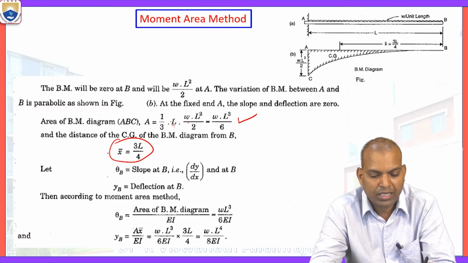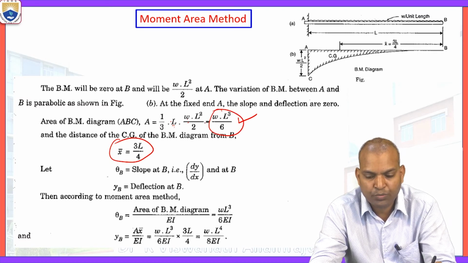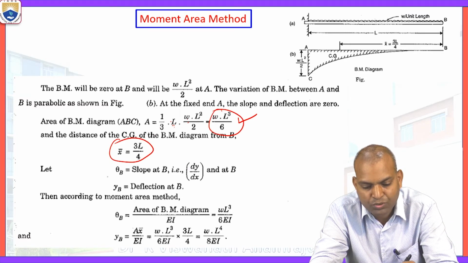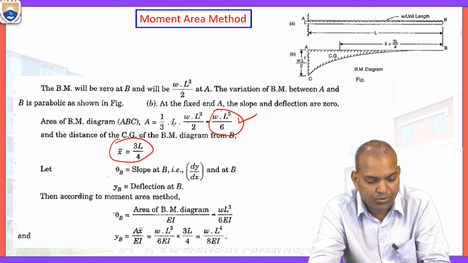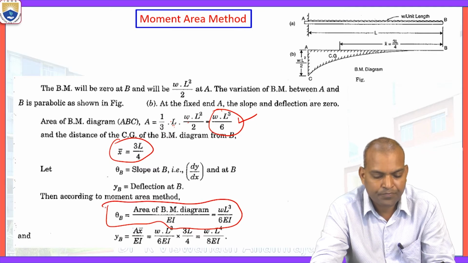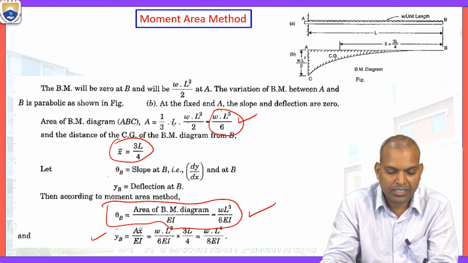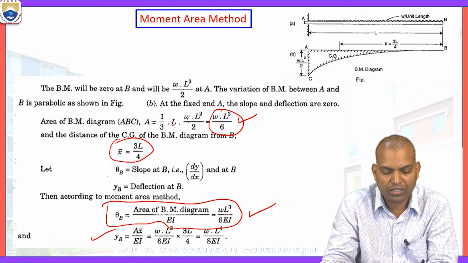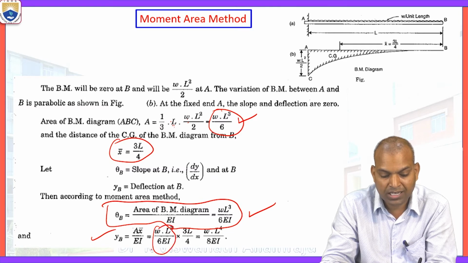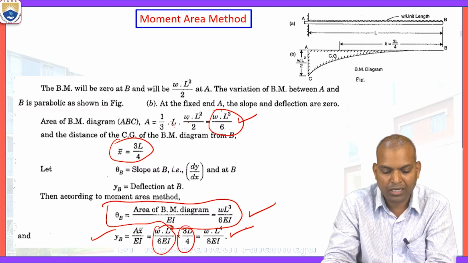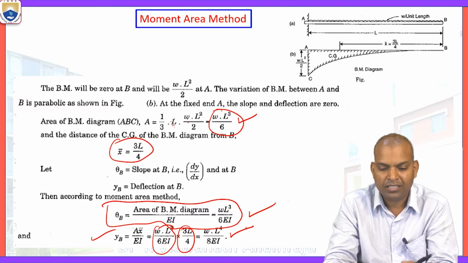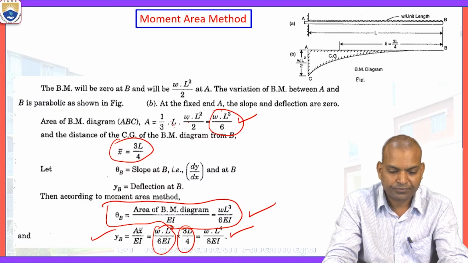Now x bar equal to 3L/4, area value WL³/6, where here the small w is what? Uniformly distributed load. Now substitute the area of the bending moment diagram by EI, area of the beam, that is WL³/6 EI. What is the deflection? A x bar by EI, that is WL³/6 EI times 3L/4, that is WL⁴/8 EI. These are the derived formulae.